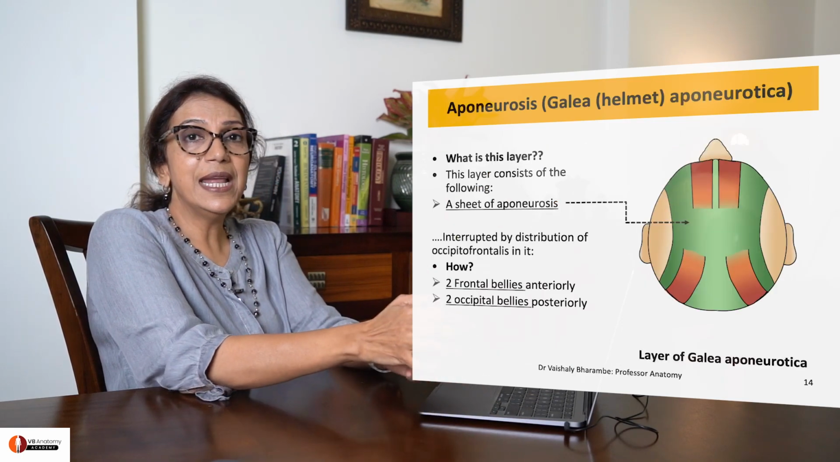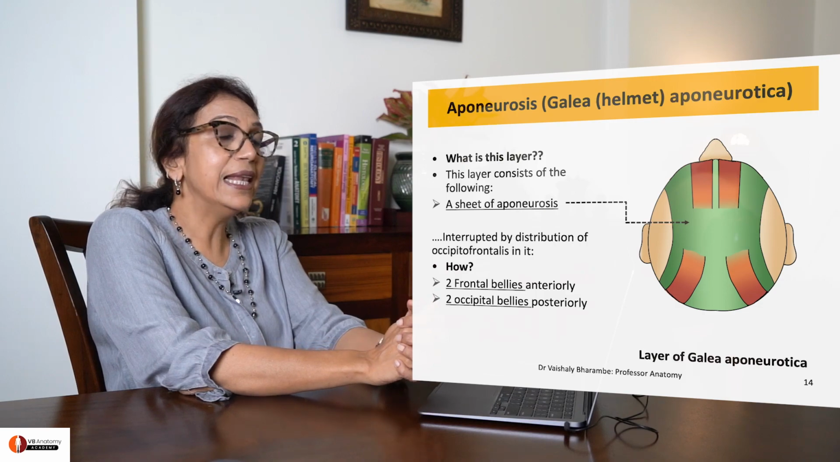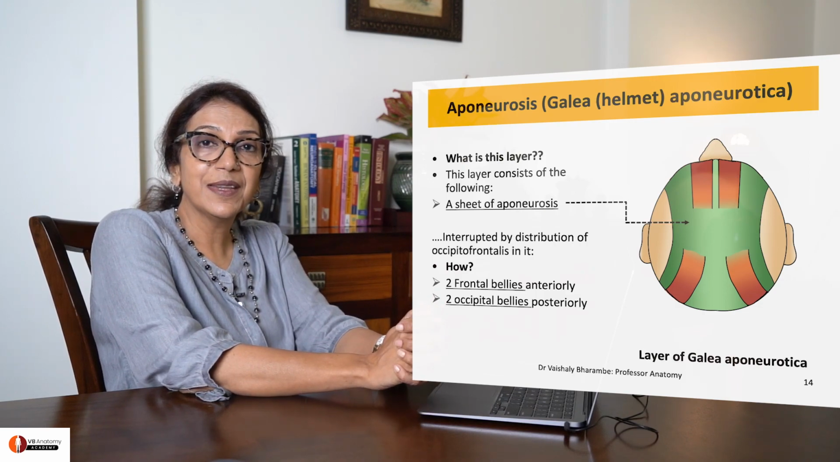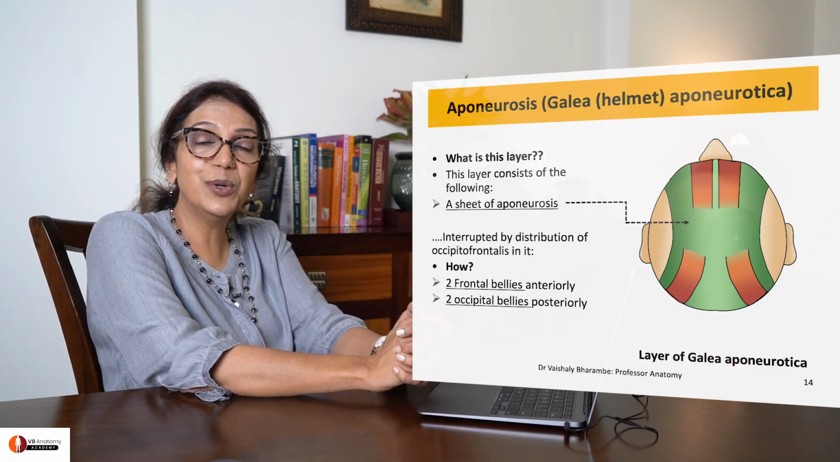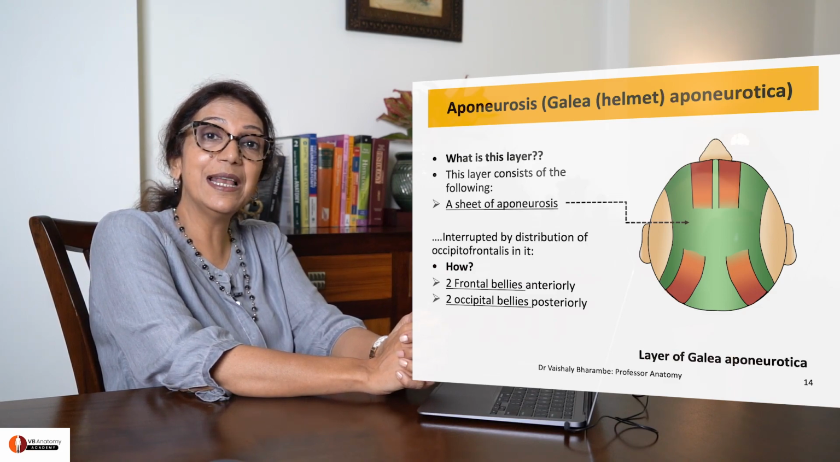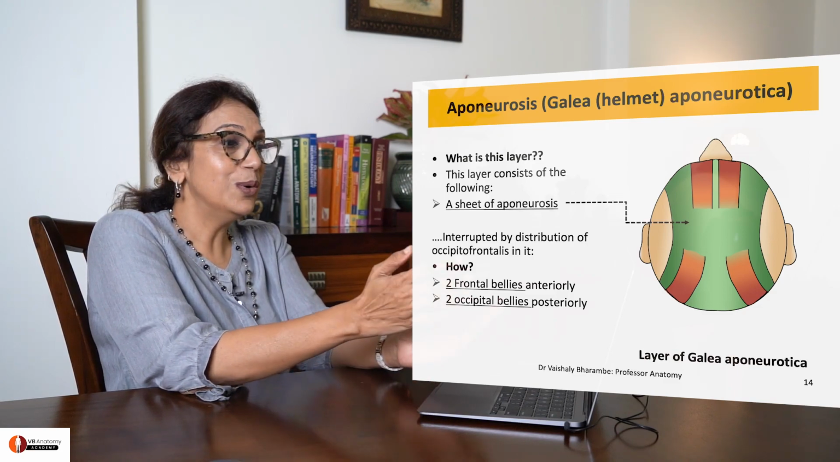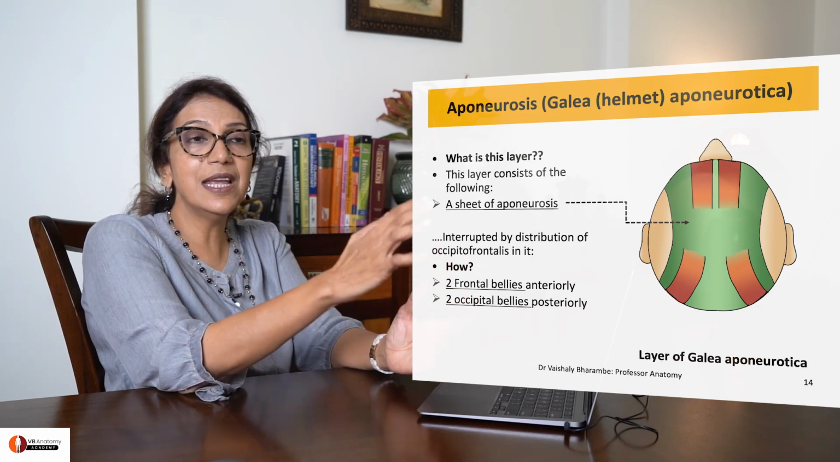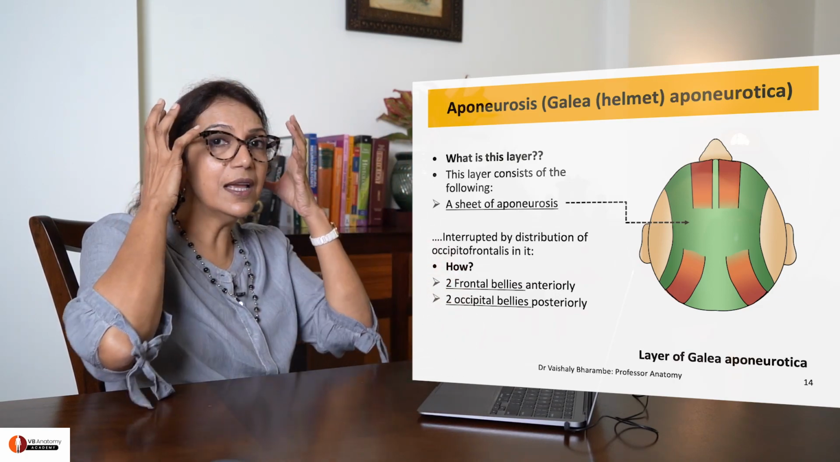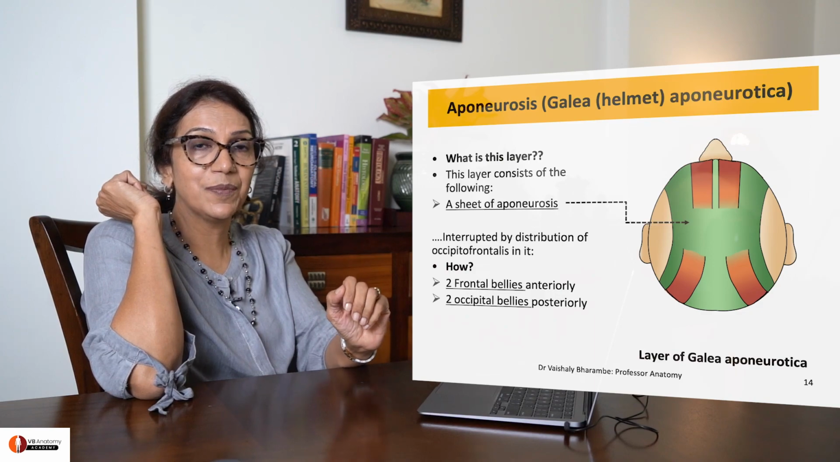With this, we go to the next layer, the wonderful layer of Galea Aponeurotica. Yes, let's come to the word Galea. What is Galea? Galea means a helmet. Okay. So Galea Aponeurotica is an aponeurotic layer stuck in our scalp like a helmet.